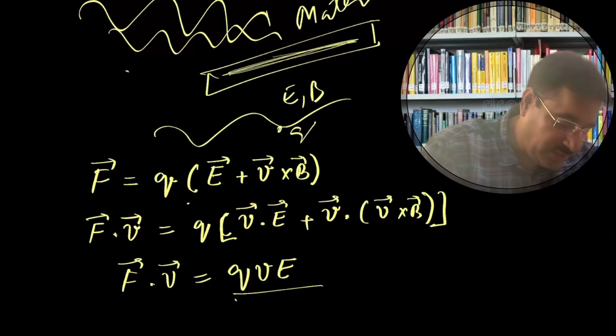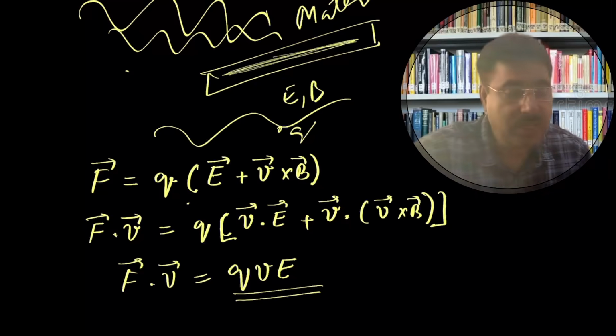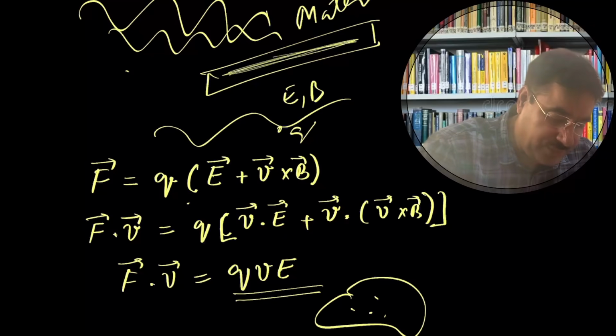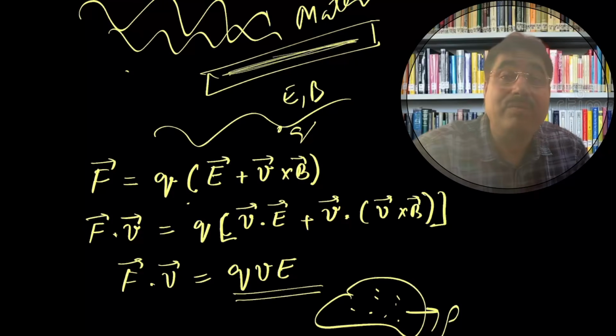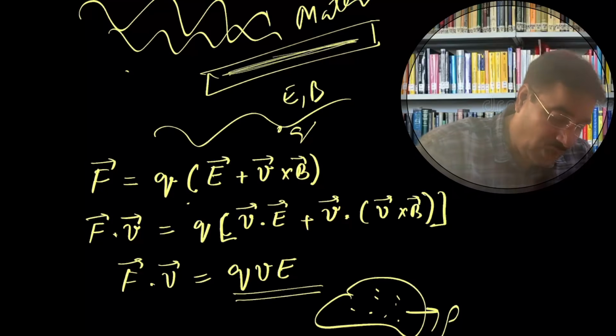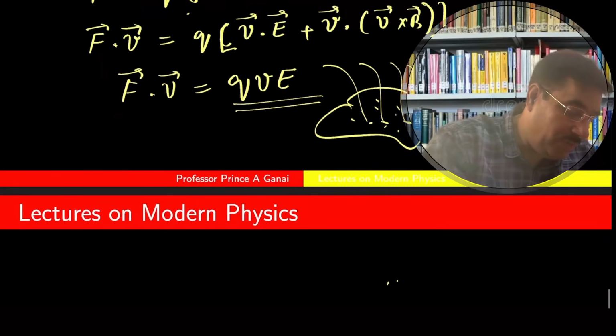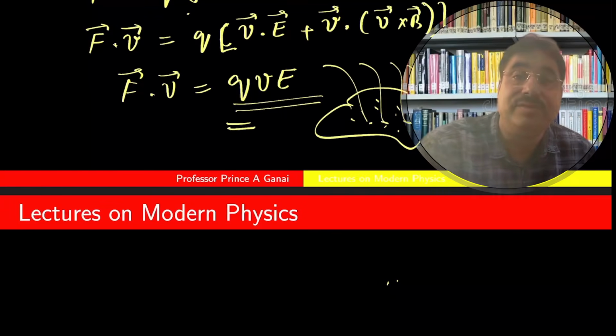So that's the power delivered to a point charge. Now, instead of a point charge, if you have a bunch of charges defined by their charge density rho, how much power would be delivered to them if placed in the electromagnetic field? All you have to do is write this Q in terms of charge density.